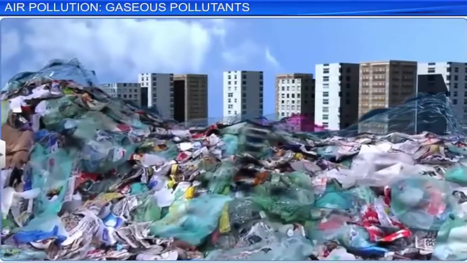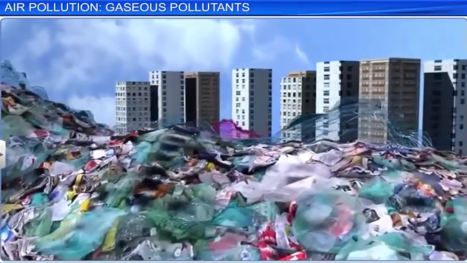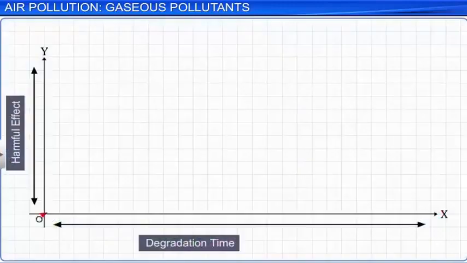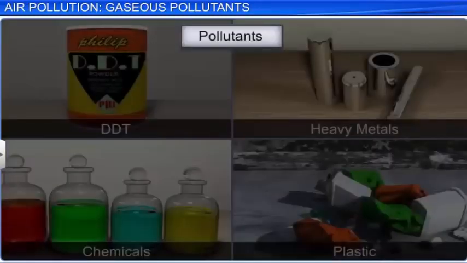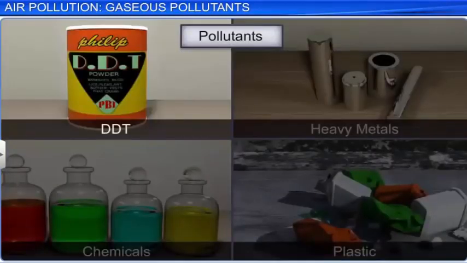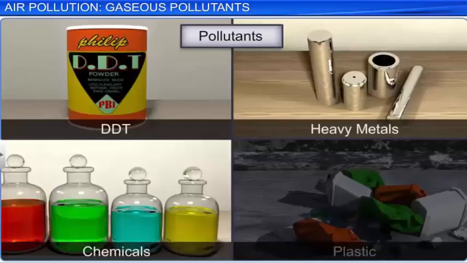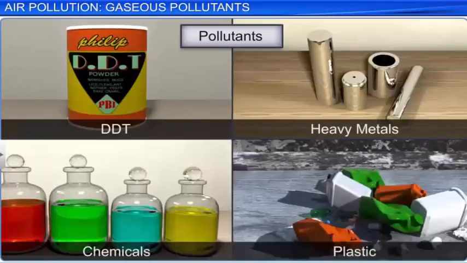Harmful waste products discarded by humans degenerate in nature. When this rate of degradation is slow, its potential of harm increases. Sometimes, the rate of natural degradation is so slow that the pollutant can cause harm for years and years. Dichlorodiphenyl trichloroethane, commonly called DDT, heavy metals, many chemicals and plastic are among such pollutants.